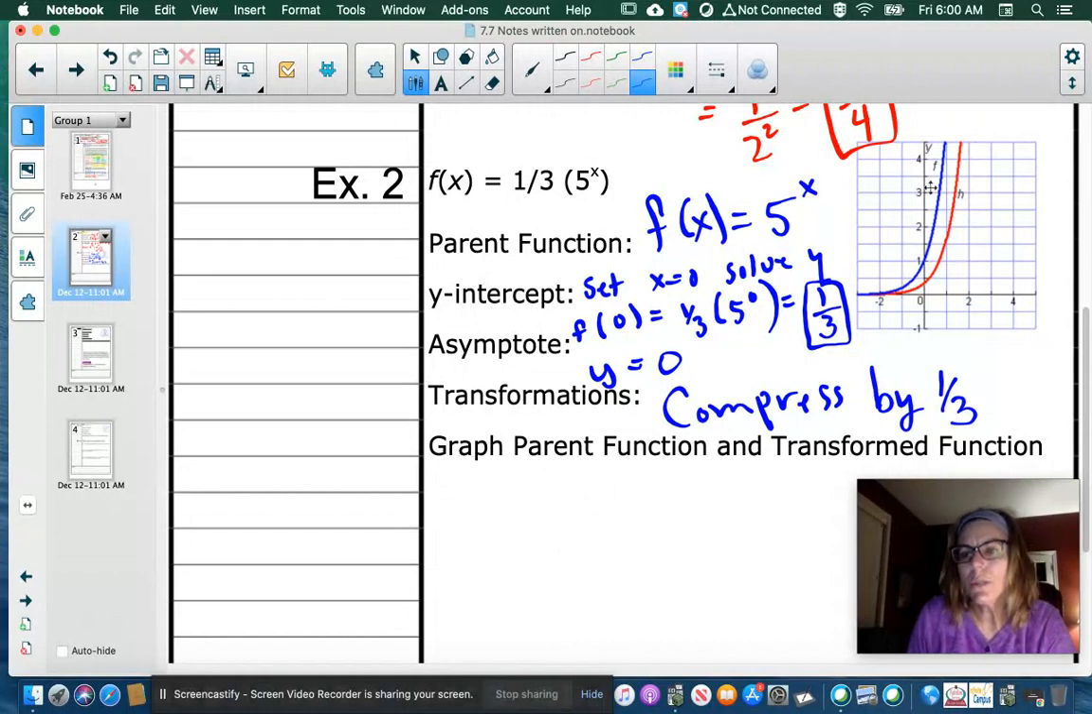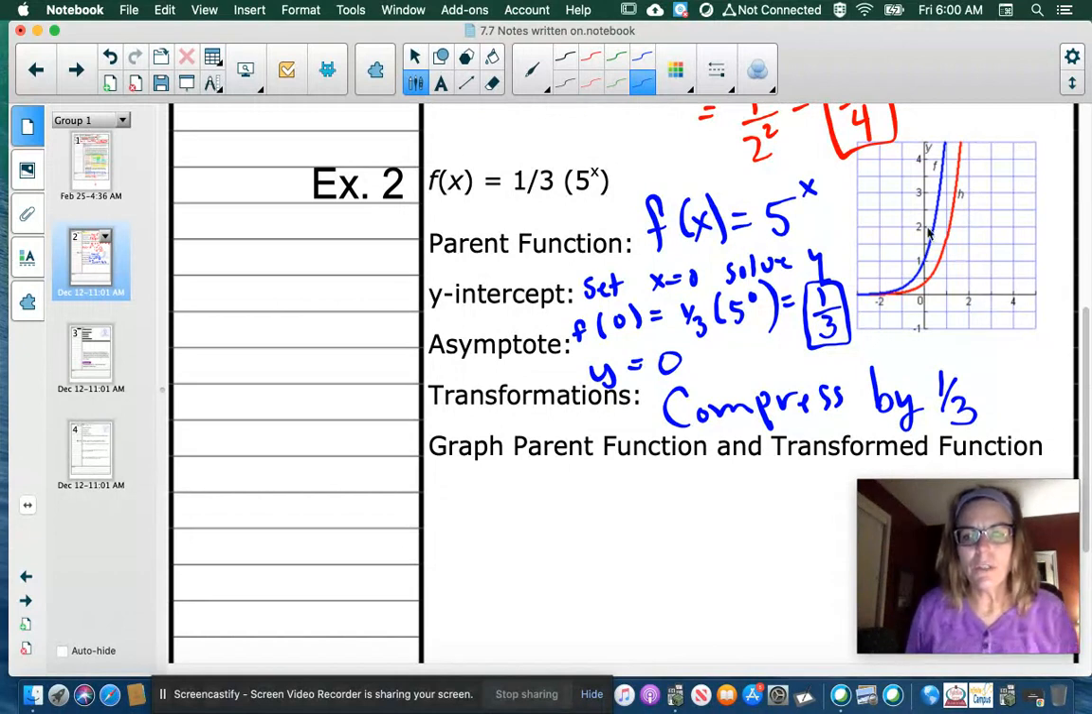So we're going to do something right now, but I want to talk about this first. The parent function is the blue, and the transformed function with the 1/3 in front is the red. 1/3 means compress. That means you're pushing this blue graph down towards the x-axis. So I want to do a comparison here.